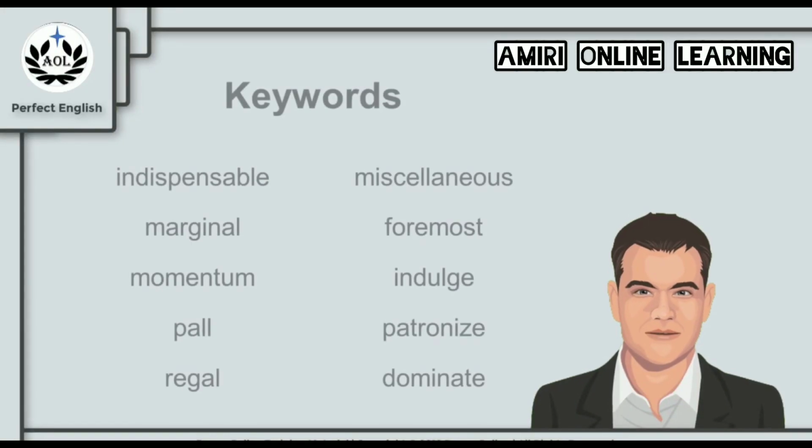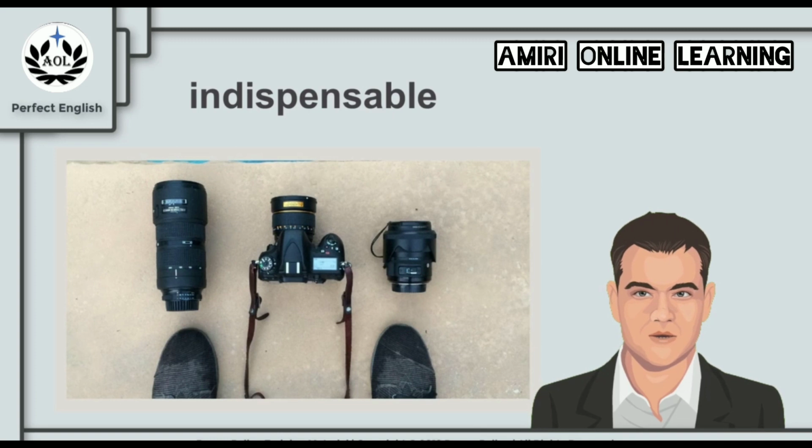In this chapter, we're going to focus on the following 10 key words: indispensable, marginal, momentum, pall, regal, miscellaneous, foremost, indulge, patronize, and dominate. Now let's start with the first key word, indispensable.